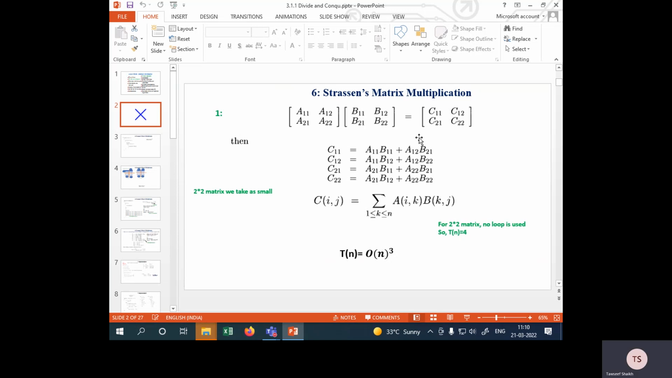So if we have a matrix of size 2 cross 2, and another 2 cross 2, we use these sort of formulae to calculate the product of the two matrices. For finding the total number of multiplications, we multiply A11 with B11, this is one multiplication, second, third, fourth, fifth, sixth, seventh, eighth. So in a 2 cross 2 matrix, we need a total of 8 multiplications.